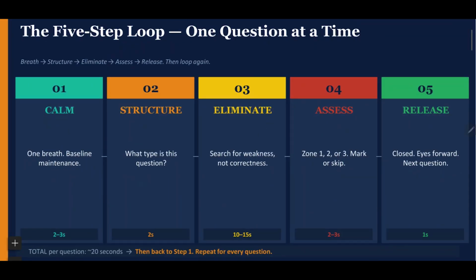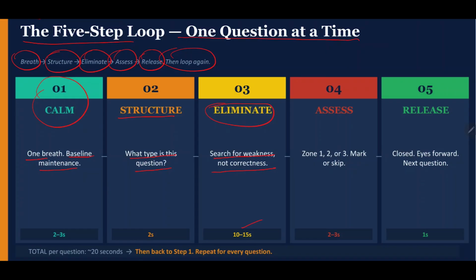So day 7, the loop. The 5-step loop, one question at a time. First, breath, structure, eliminate, assess, release, then loop again. First, calm: one breath, baseline maintenance. Structure: what type of question? Eliminate: search for weakness, not correctness. That is 10 to 15 seconds. Assess: zone 1, zone 2 or 3. Mark or skip, 2 to 3 seconds. Release: close, eyes forward, next question, 1 second. So total per question is about 20 seconds. Then back to step 1. Repeat for every question. You know all 5 steps. Today they become one thing. Right? I hope you are getting clarity.